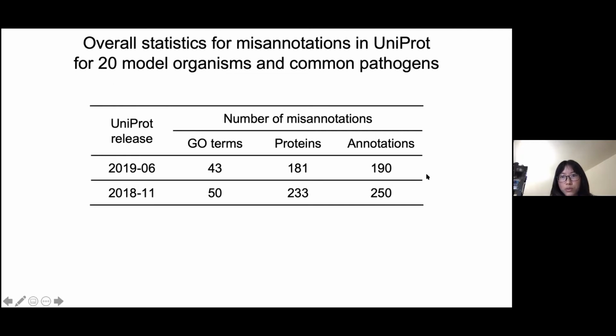So 200 misannotations does not sound like a lot, but remember that this is only for well-studied model organisms, such as human, mouse, and E. coli. So the actual amount of misannotations for other less studied organisms is much larger.